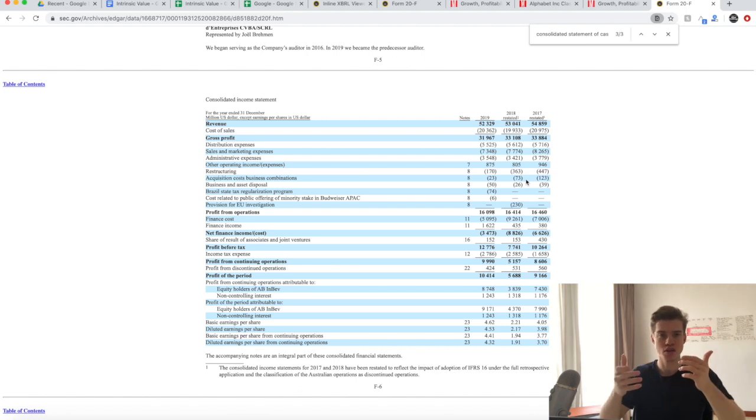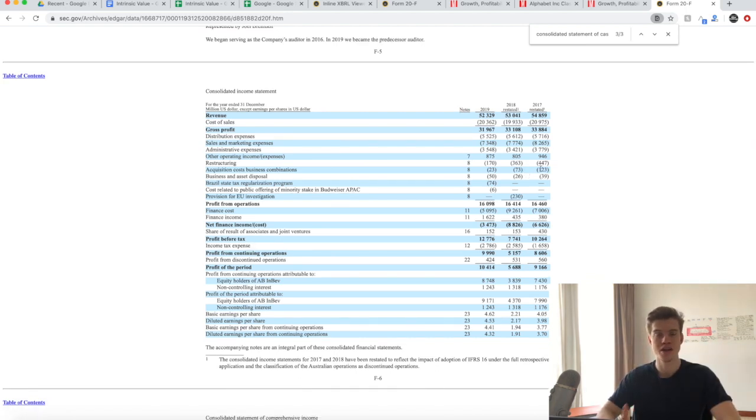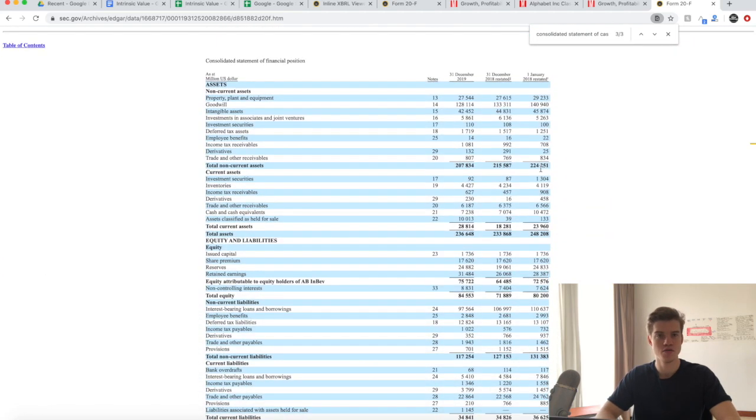So if you want to be more conservative, you can actually just use the whole capex. If you do understand the business really well that you're analyzing, you should be able to find out the maintenance capex. But in this case, I'm just going to use the total capex.